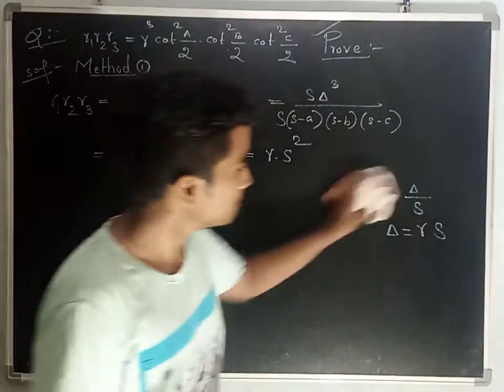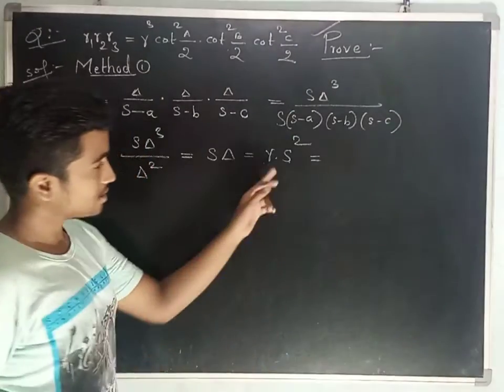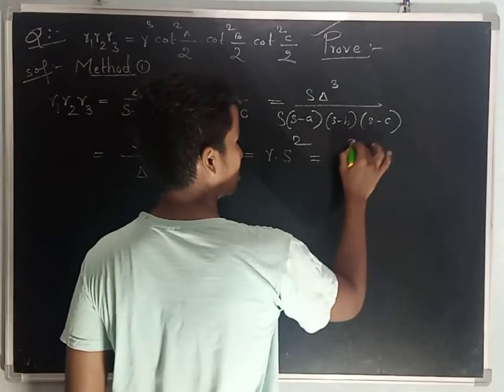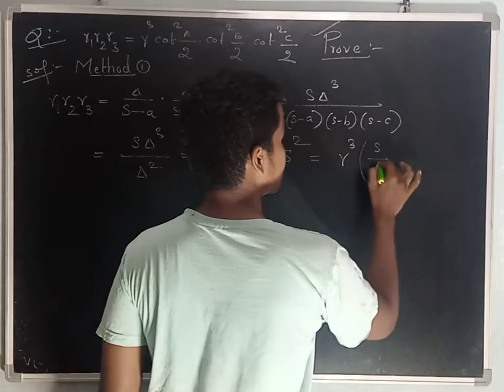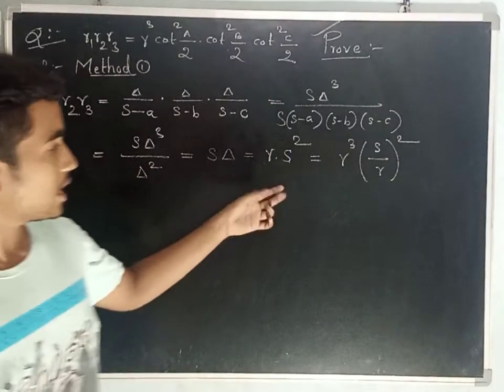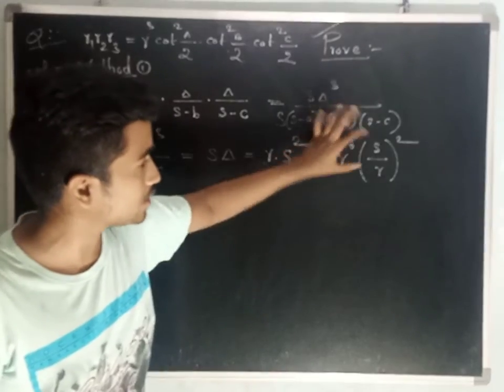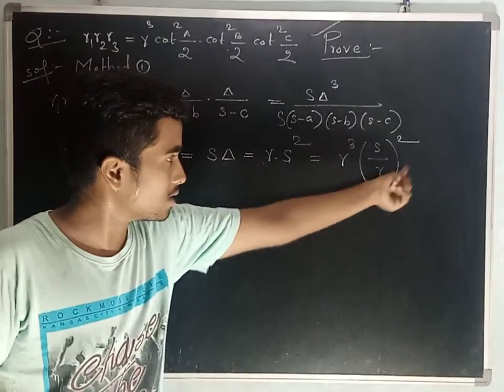R into S square. Let me erase this formula. This R into S square can be written as R cube into S by R whole square. I have multiplied and divided with R square. We are going to get here R cube and here S by R whole square.